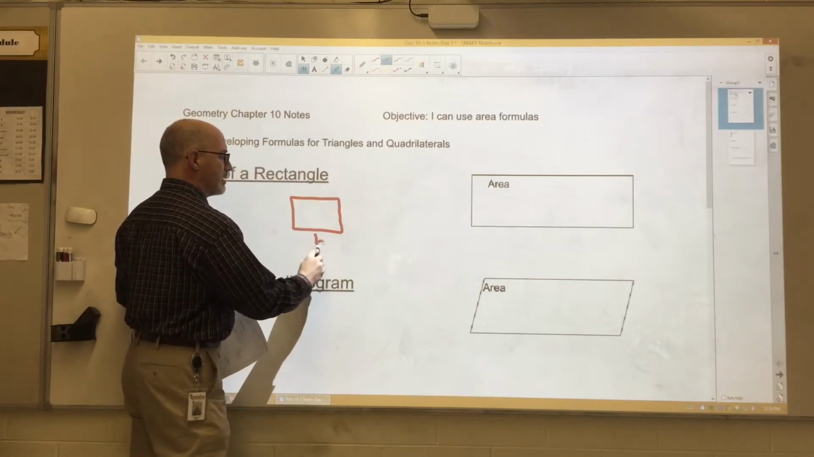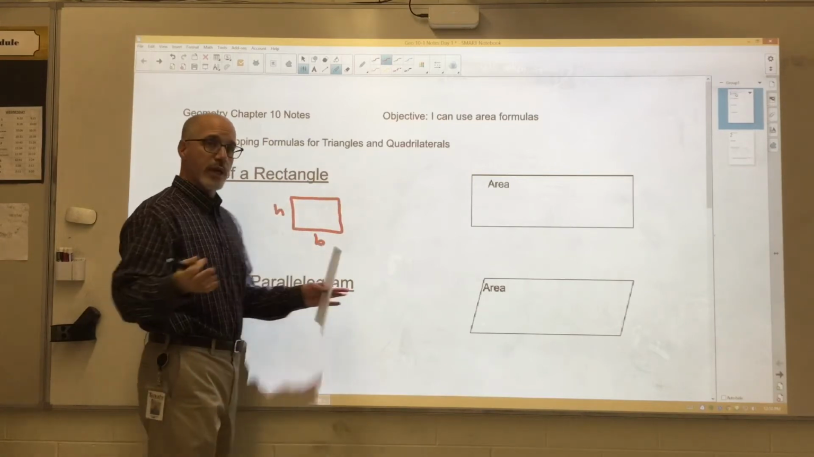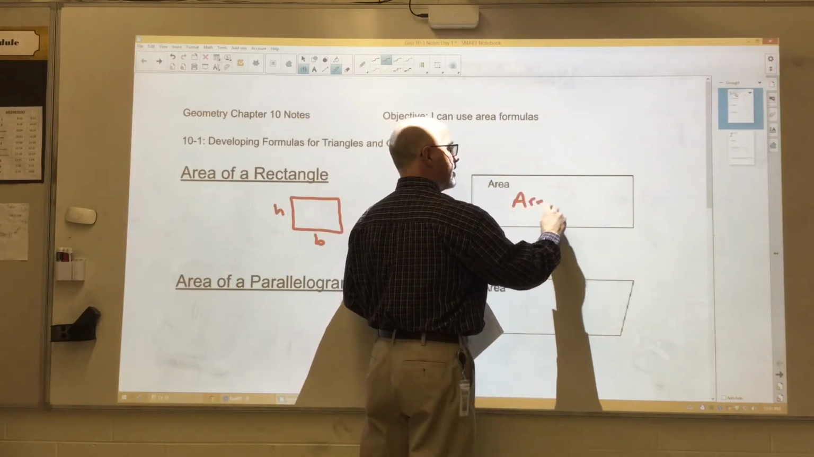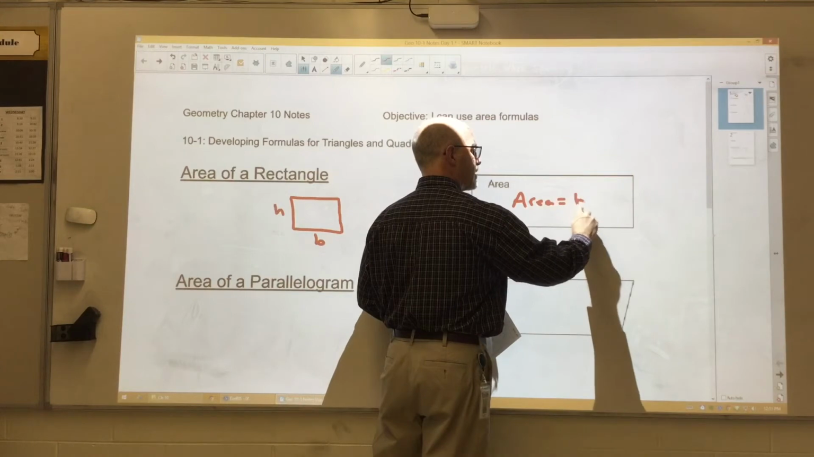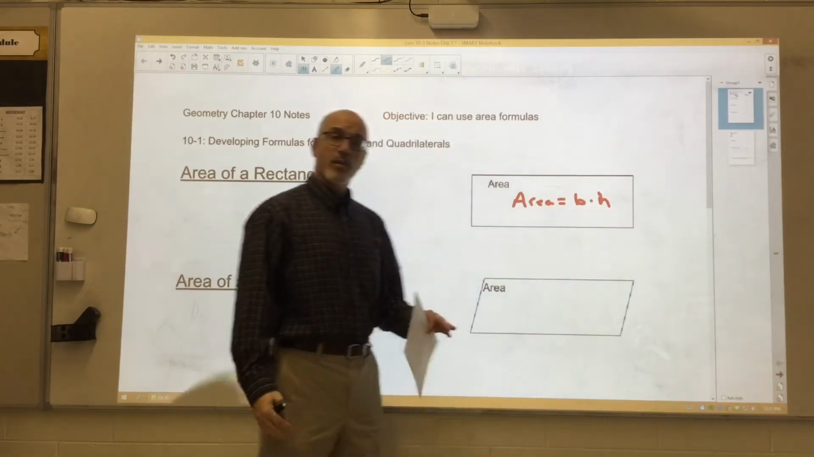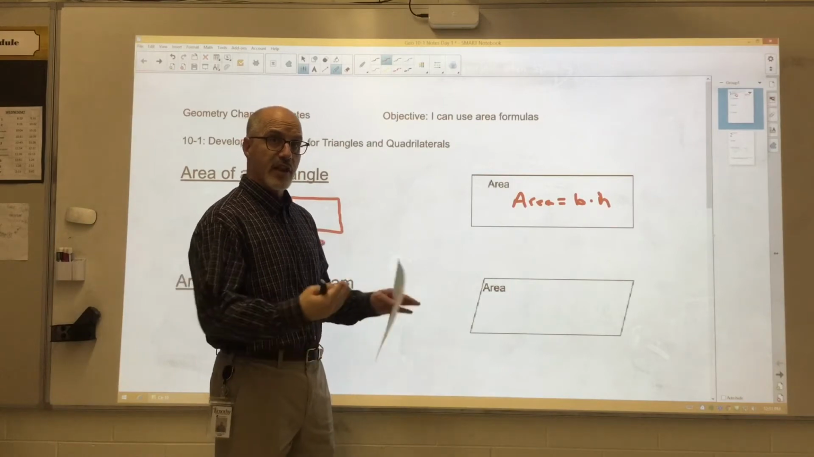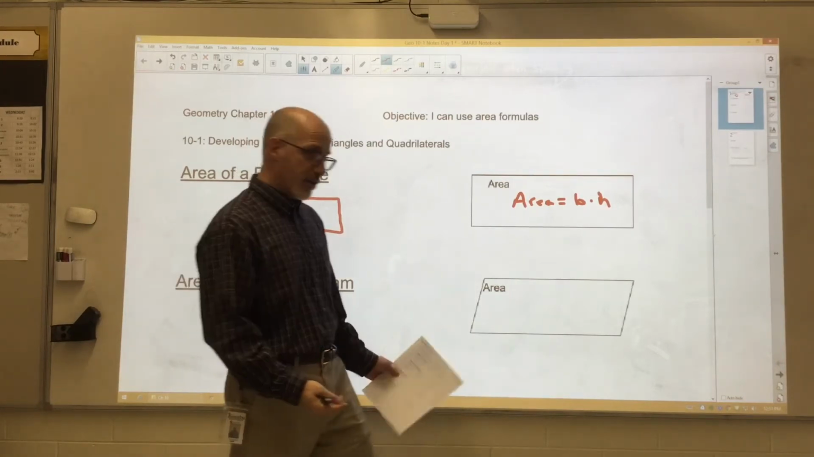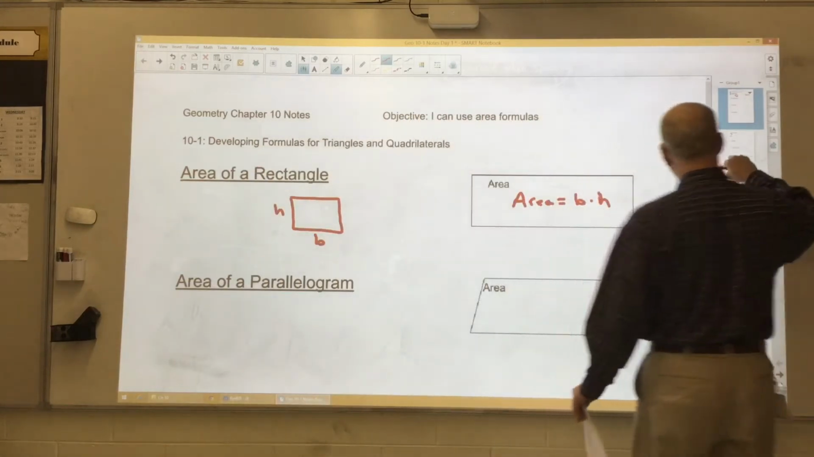and we've got the base and the height, or length and width that we're familiar with, the area of that is just equal to base times height. Very familiar formula. What we want to do now is use that to develop other formulas. Like, I don't know if we've ever done area of a parallelogram before. Let's look at how that would be developed.